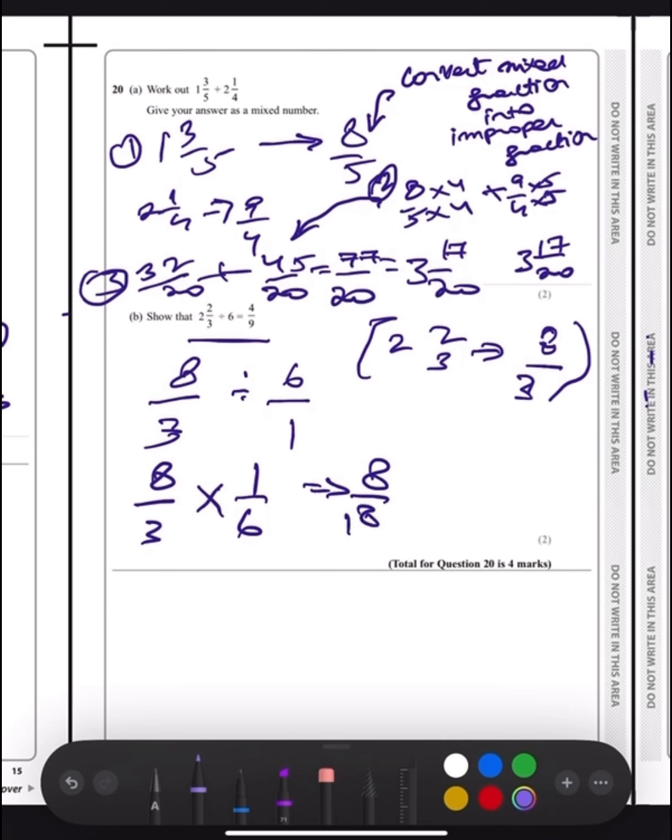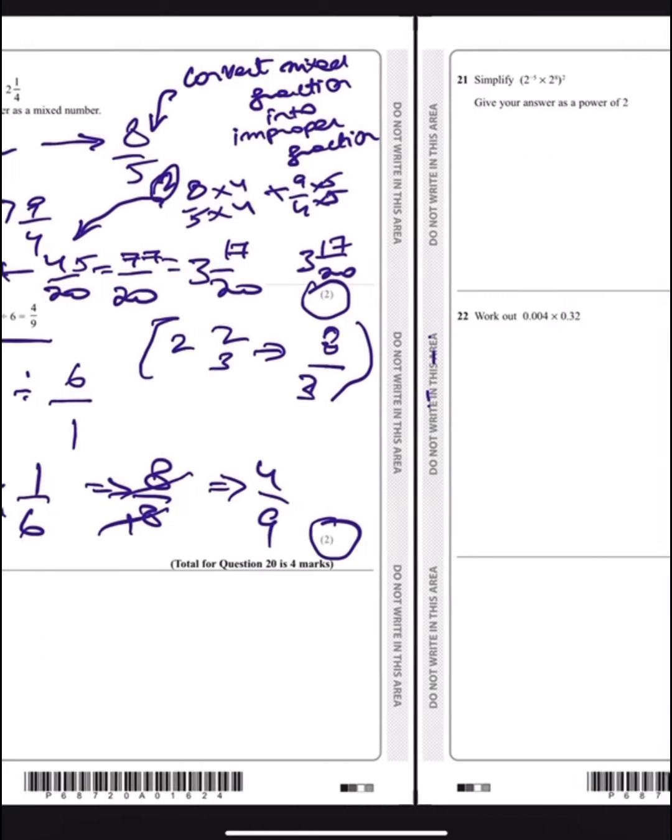So we got an answer of 8 over 18, which gave us a smaller fraction of 4 over 9 while simplifying. So that was our answer for that one. I hope that one's clear. If that one's not clear, please let me know in the comment section, guys.